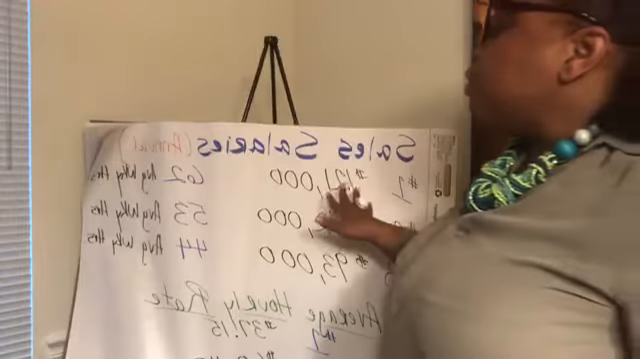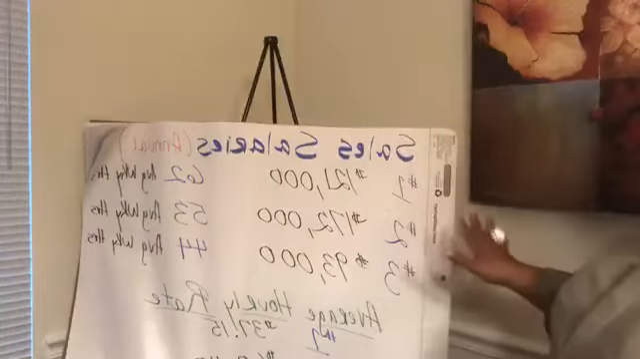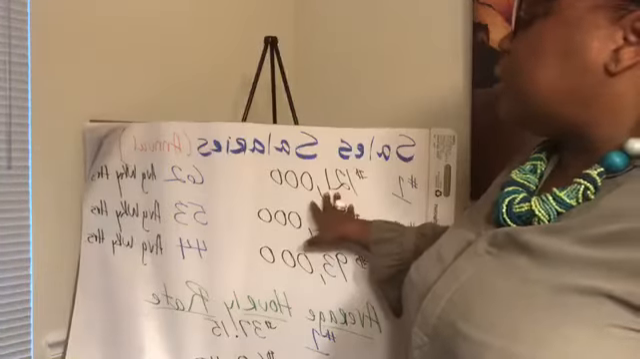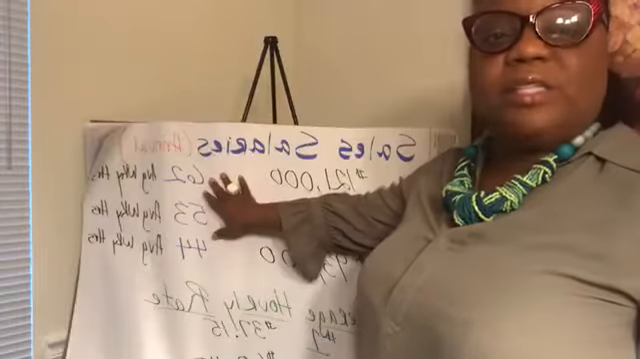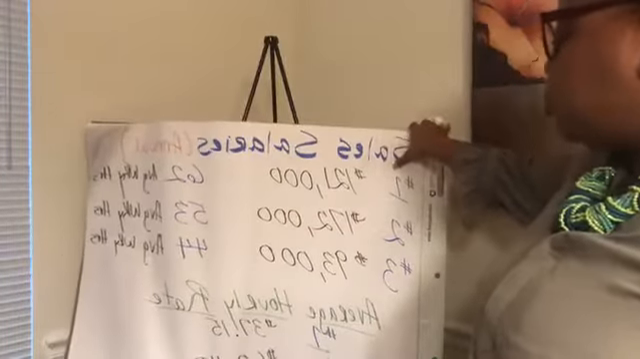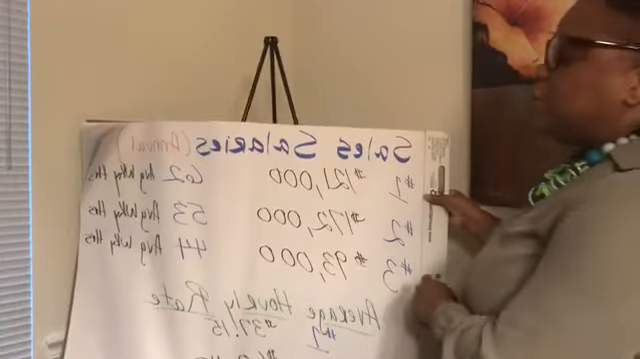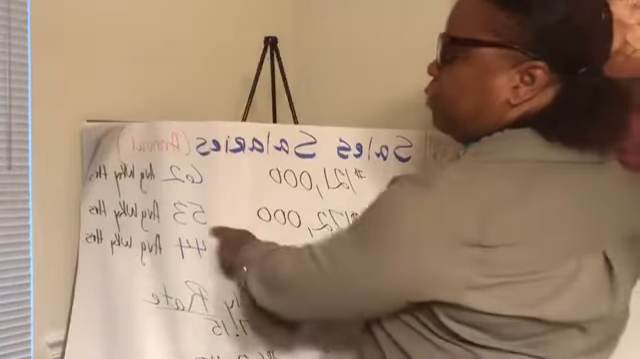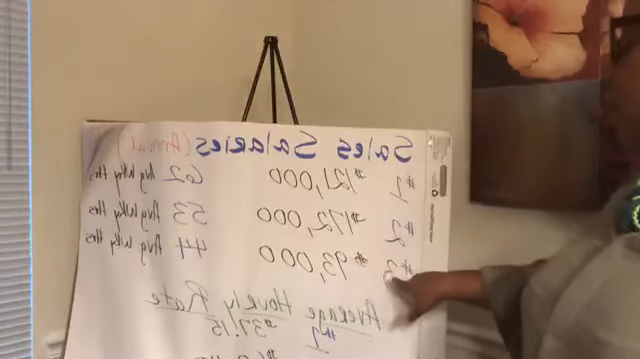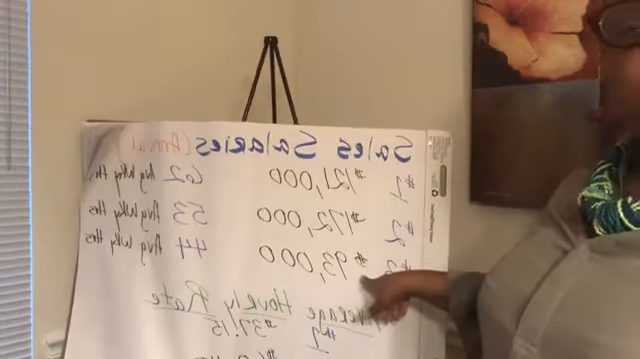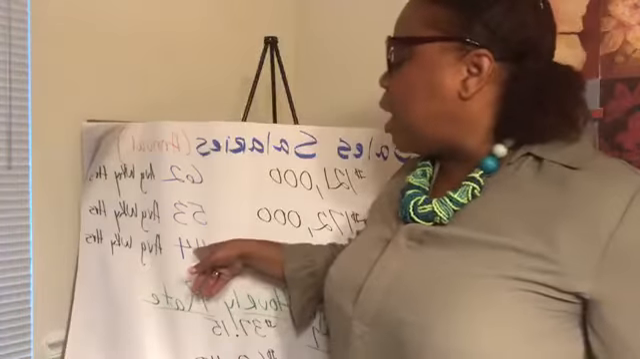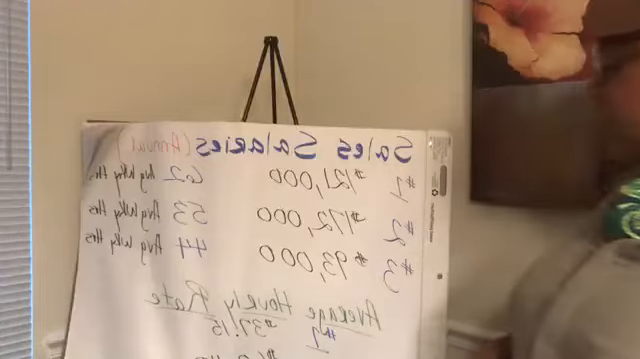The number of hours is important for this scenario. Salesperson number 1, who is making $121,000, is working on average about 62 hours weekly. Salesperson number 2, who is making $172,000, is working about 53 hours weekly. And salesperson number 3, who's making about $93,000 a year, is working about 44 hours weekly.